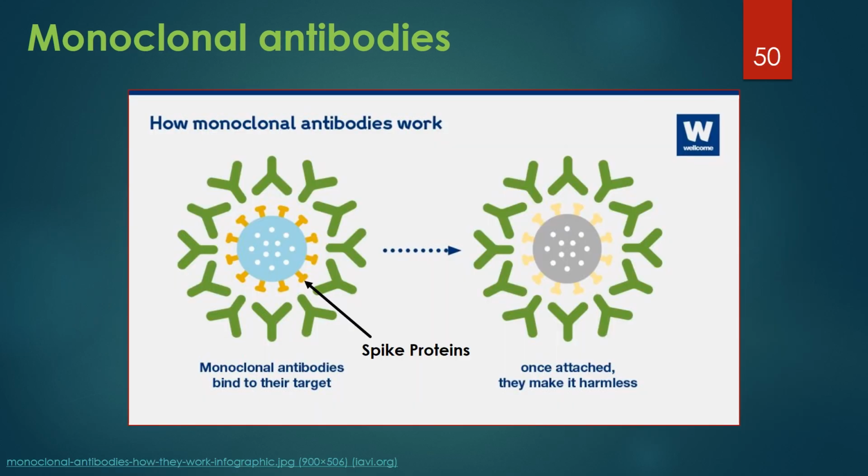This diagram demonstrates how anti-spike protein antibodies attach to the spike protein targets on the outside of the viral nucleocapsid. This attachment blocks viral spike proteins from attaching to human cells and infecting them.